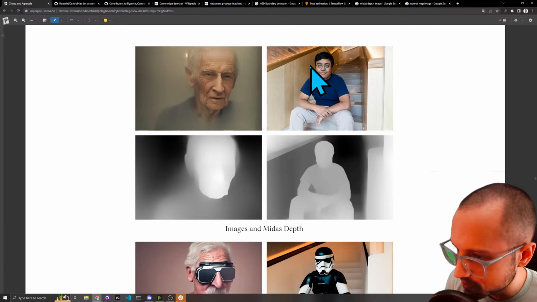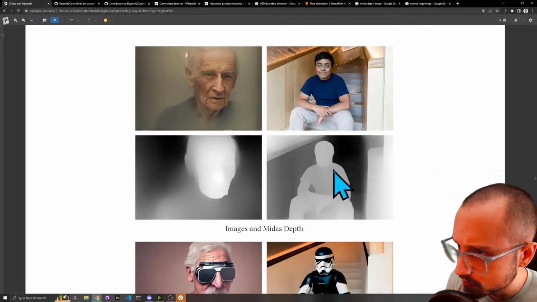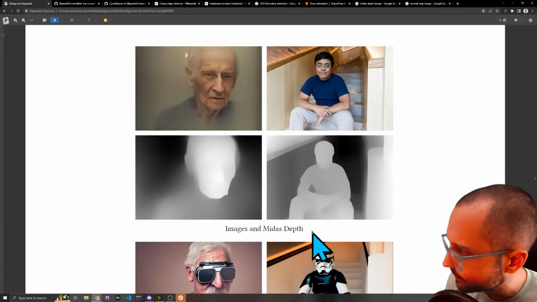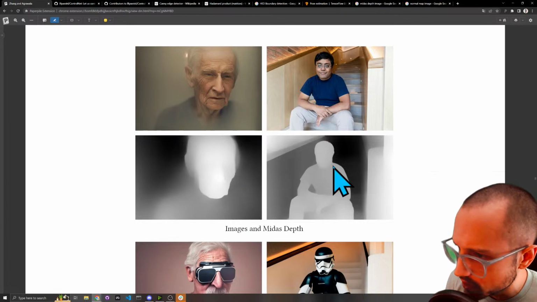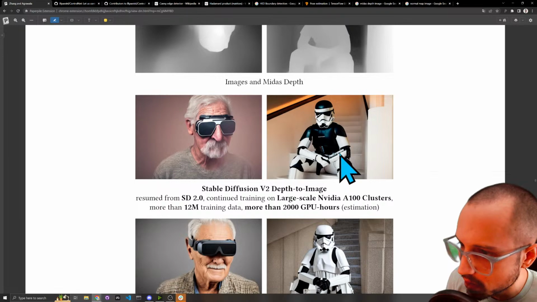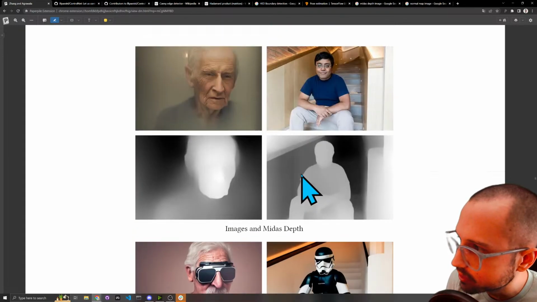This is EMAD. This is the Stability AI president, CEO, founder, I don't know. Images in Midas depth. This is a depth image. Him as a stormtrooper.